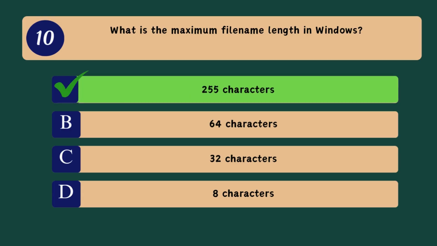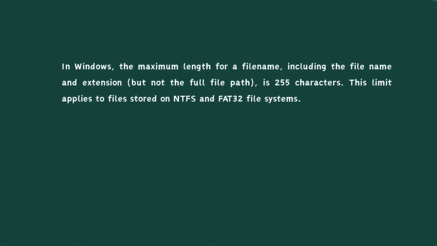Correct answer. A. 255 characters. In Windows, the maximum length for a file name, including the file name and extension, but not the full file path, is 255 characters. This limit applies to files stored on NTFS and FAT32 file systems.